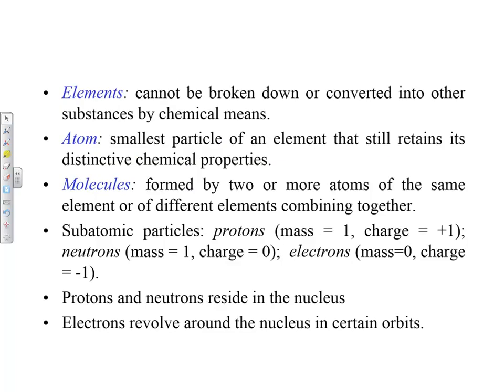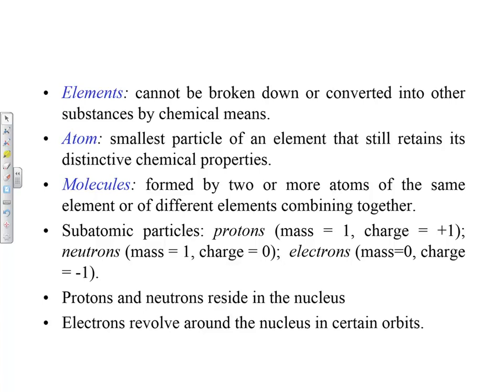So first we start off by defining elements, all right? You all know what that is, all right? Elements cannot be broken down or converted into other substances by chemical means. Then we give the usual definition of an atom, smallest particle of an element that still retains its distinctive chemical properties. Then we talk about molecules, which are formed by two or more atoms of the same element or of different elements combining together.